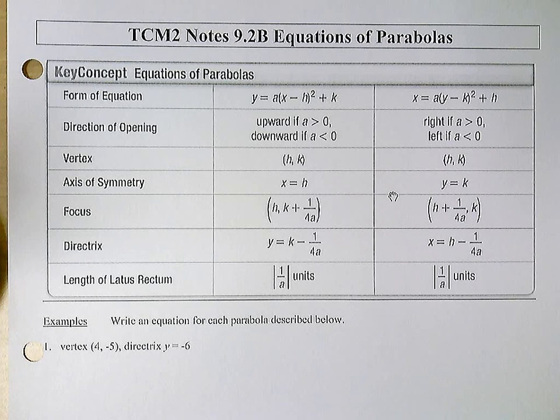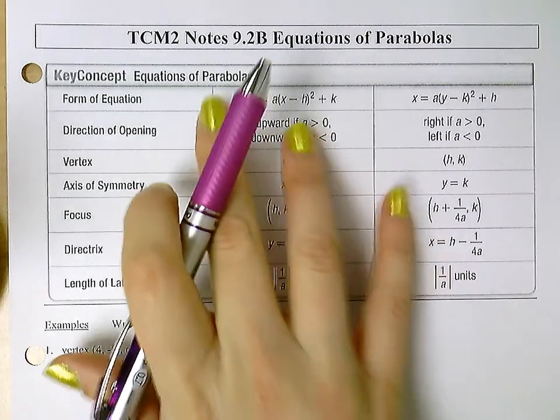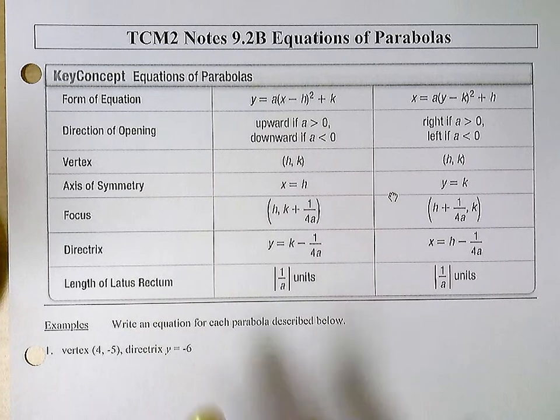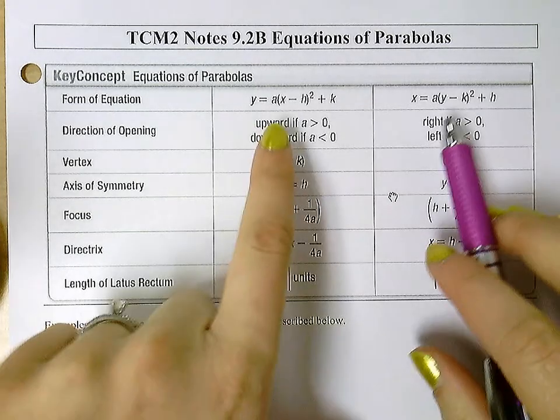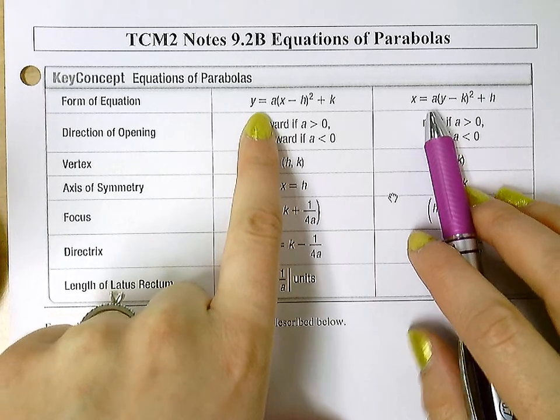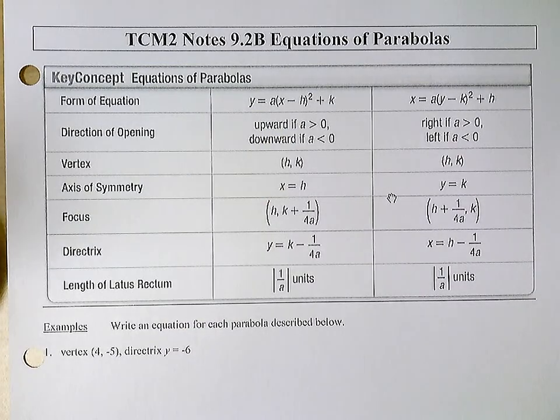Okay, so you still have this chart. This is a chart I gave you on Thursday when we first went over writing equations of parabolas. So you do have two different forms. You have a y equals and an x equals. So you do need to know which one you're talking about when you're writing out these equations.